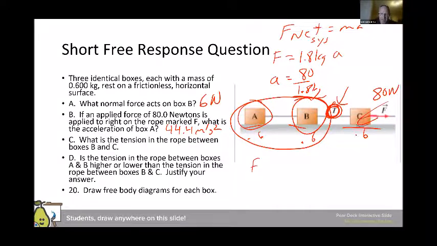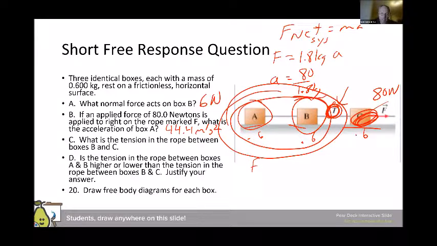So forget about C for a minute and just think of this as the system. So we're going to say F net of our system, which is now just A and B, is going to be equal to the mass of the system, which is 0.6 plus 0.6, times the acceleration. We know the acceleration. The acceleration is that. So let's plug that in.